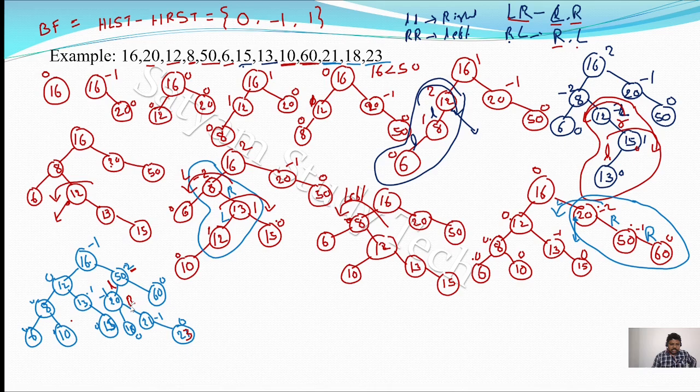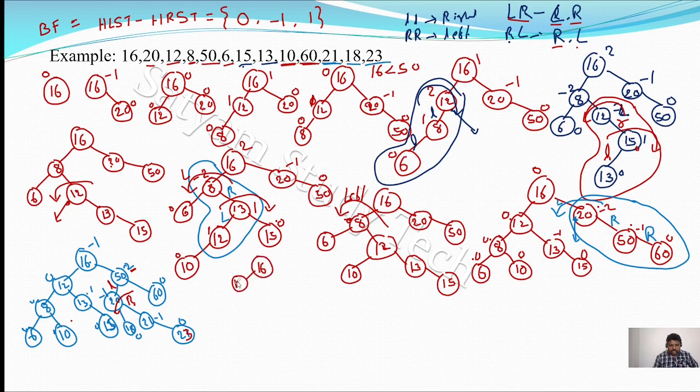So whenever you see this case, how to perform it? Have to perform left rotation. After that, right rotation, opposite of L, right rotation. Here right is there, left rotation. So here you can see the final diagram after adding 23.